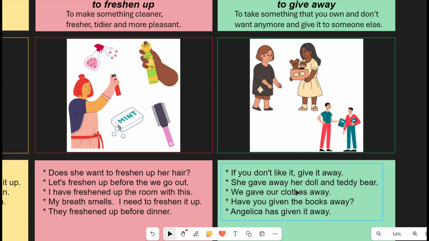We gave our clothes away. This is your past simple form. Again, just like this one, past simple form.